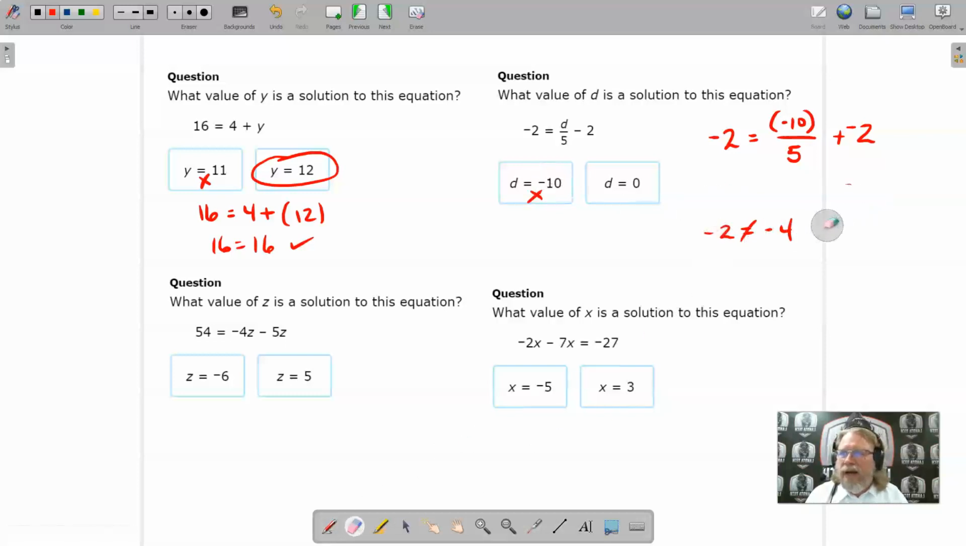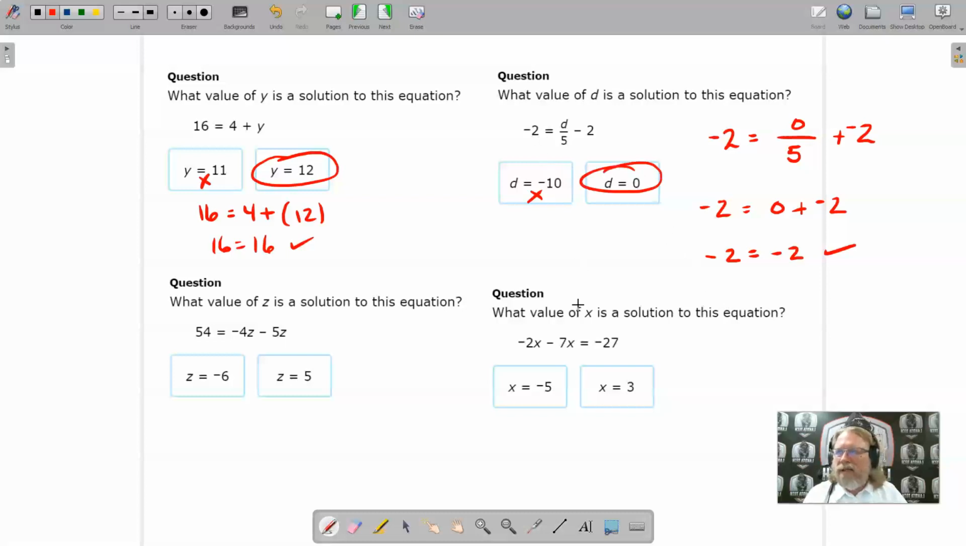However, let's go back and substitute in 0 instead. And then we would have negative 2 equals, and 0 divided by 5 is 0, plus the negative 2. And anything plus 0 is itself, so we'd end up with negative 2 equals negative 2. This is indeed a true statement, so d equals 0 satisfies this equation. Well, look here.